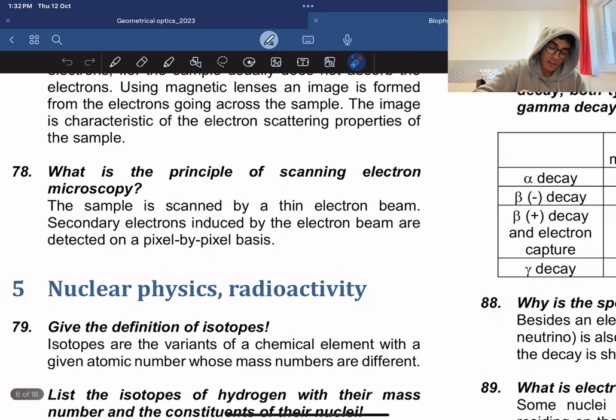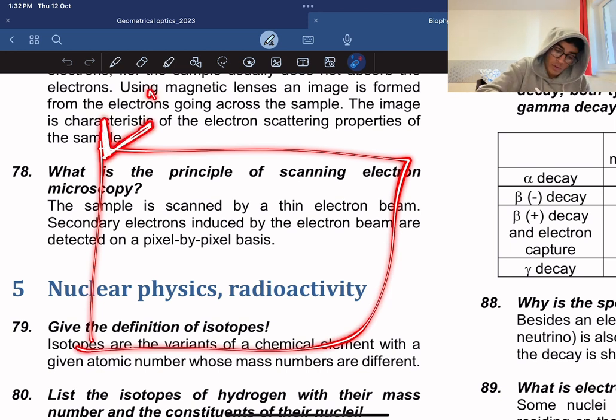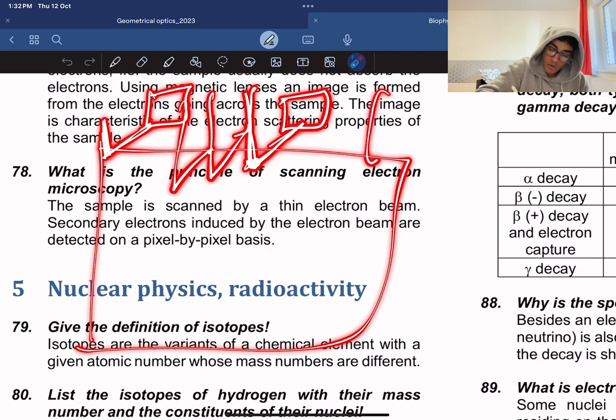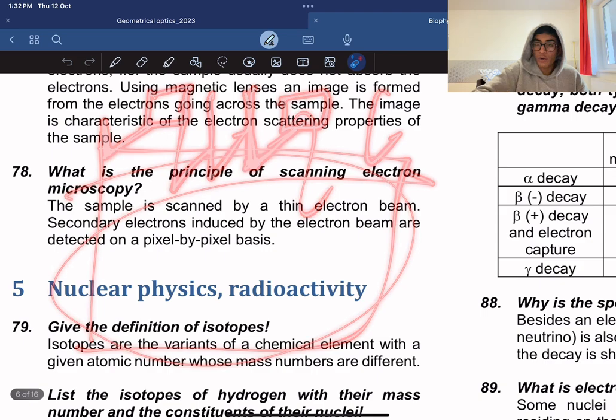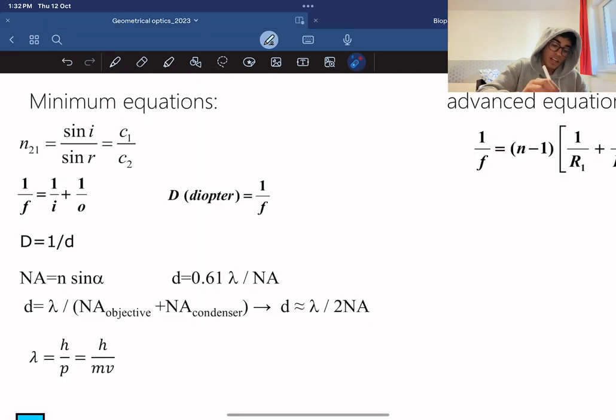What is the principle of scanning electron microscopy? The sample is scanned by a thin electron beam. Secondary electrons induced by the electron beam are detected on a pixel by pixel basis. So you take a whole sample. You focus the electron beam here. Secondary electrons are emitted, and you catch that in a detector. Then you go here with the electron beam. Secondary electrons are emitted, catch that on a sensor. Then you go here, then here, then all over the sample to form a 2D image. So, that covers it all.